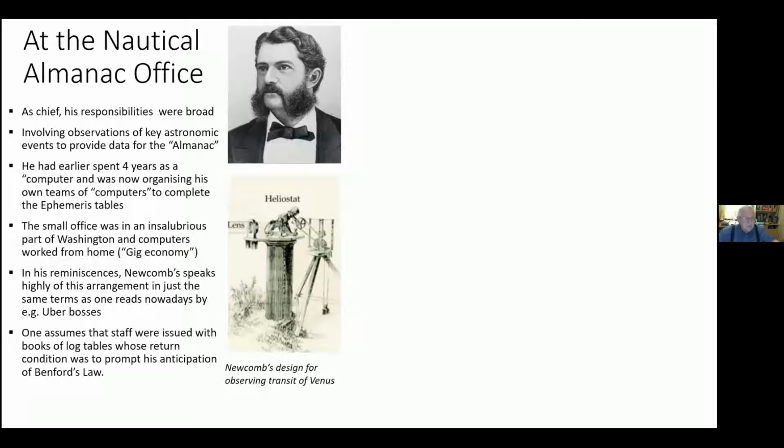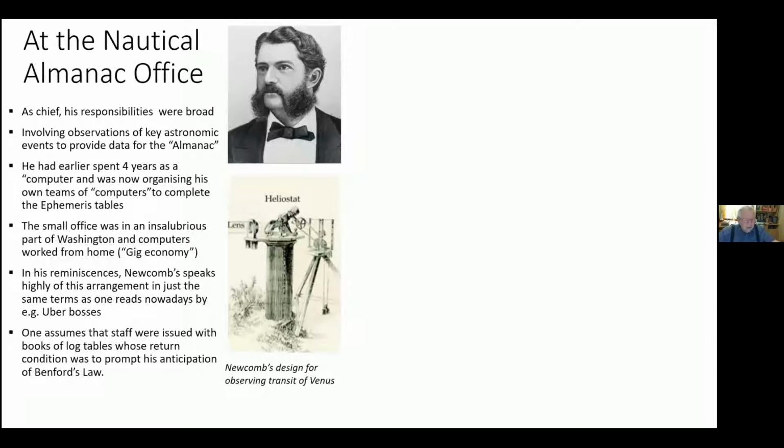The office that he ran was in a very insalubrious part of Washington, and almost all his computers worked from home. And Newcomb produced a sort of fascinating reminiscences, which is available on the web because under the Gutenberg system, they've transcribed it.